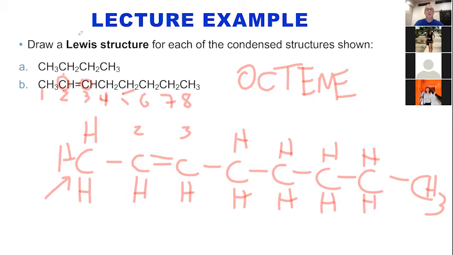And we also say where the double bond is. It starts at carbon 2. So we would call that 2-octene. That would mean that it's got a double bond starting at 2. And so 2-octene. Excellent.